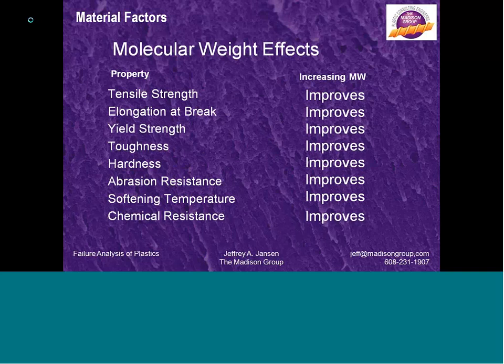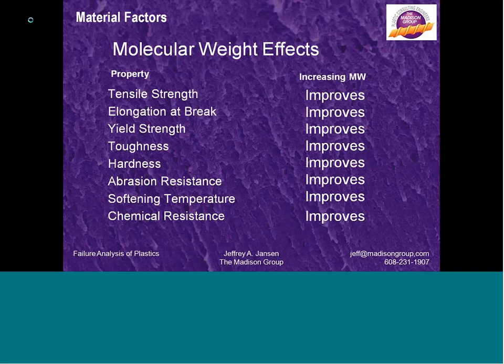My yield strength will be higher. I'll get superior toughness and hardness. I get better abrasion resistance. The softening temperature will go up. And one very important, often overlooked aspect is my chemical resistance will also improve. So everything gets better when I pick that higher molecular weight material, provided I mold it correctly.